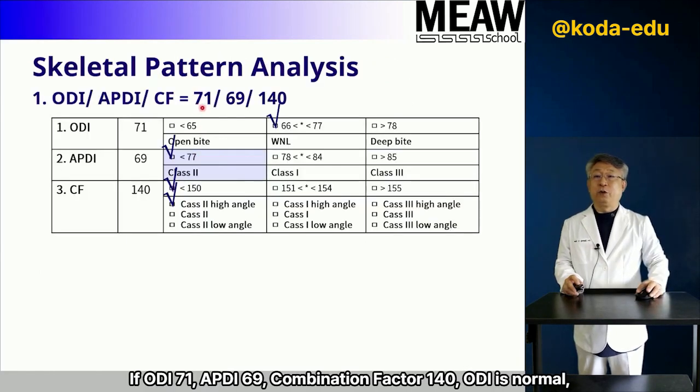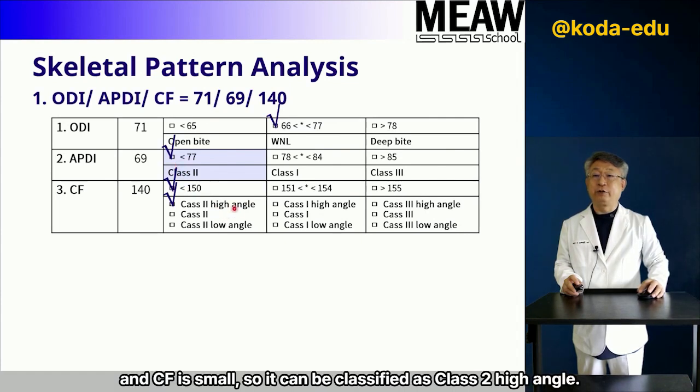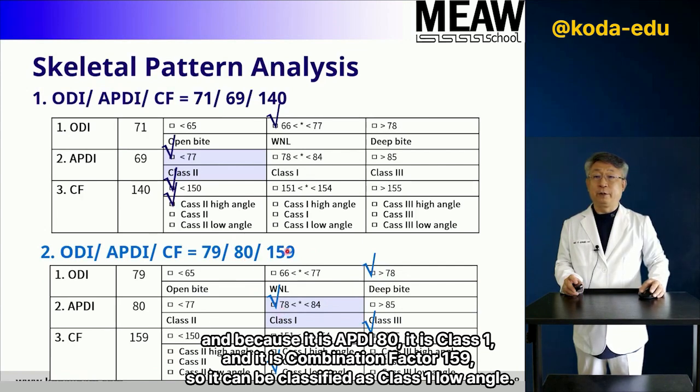If ODI is 71, APDI 69, and combination factor 140, ODI is normal. APDI is less than 77, so it is class 2. And CF is small, so it can be classified as class 2 high angle. Since ODI 79 is larger than 78, it tends to be deep bite. And because APDI is 80, it is class 1. And the combination factor is 159, so it can be classified as class 1 low angle.